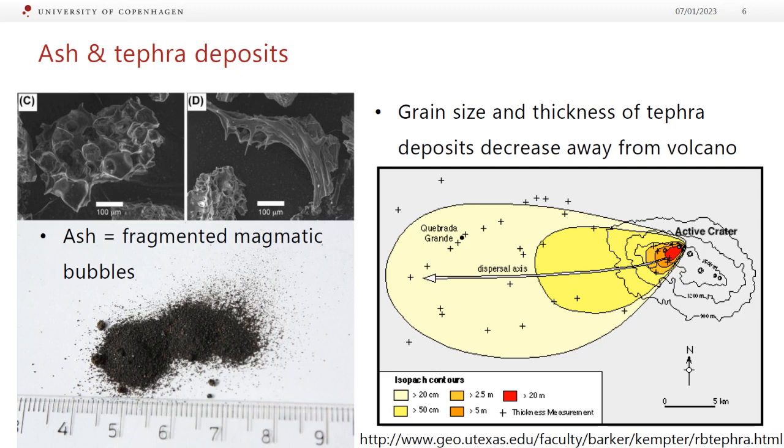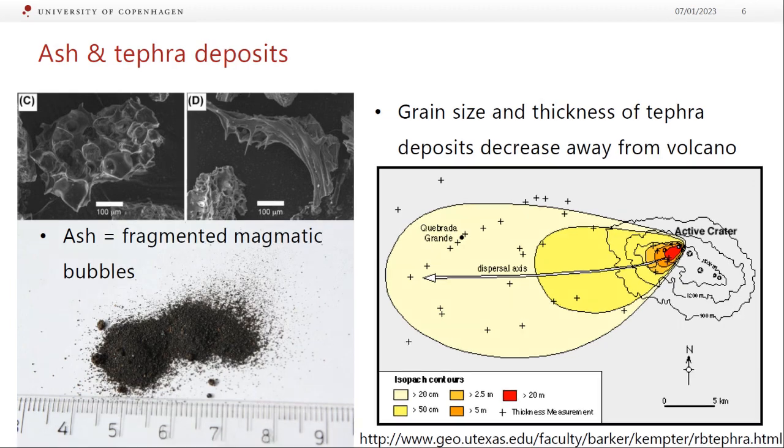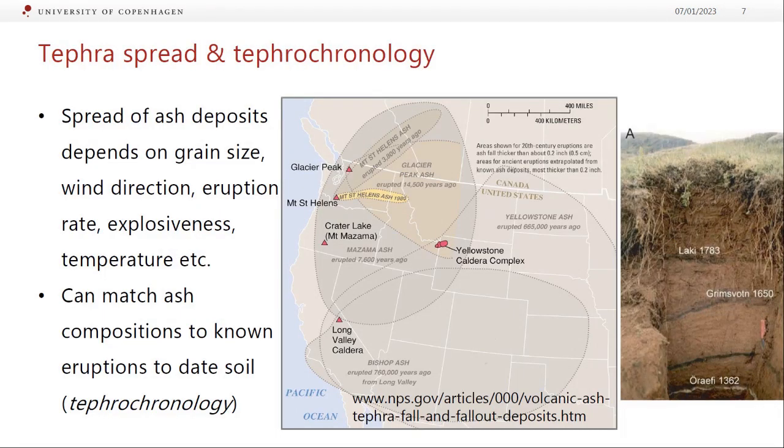So near the crater, we have over 20 meters of tephra deposits, and as we go out, it goes through 5 meters, 2.5 meters, 50 centimeters, and quite far away, you're still getting 20 centimeters of ash deposited from this particular volcano. Right. So this is really useful because we can actually map the tephra spread of an individual volcano.